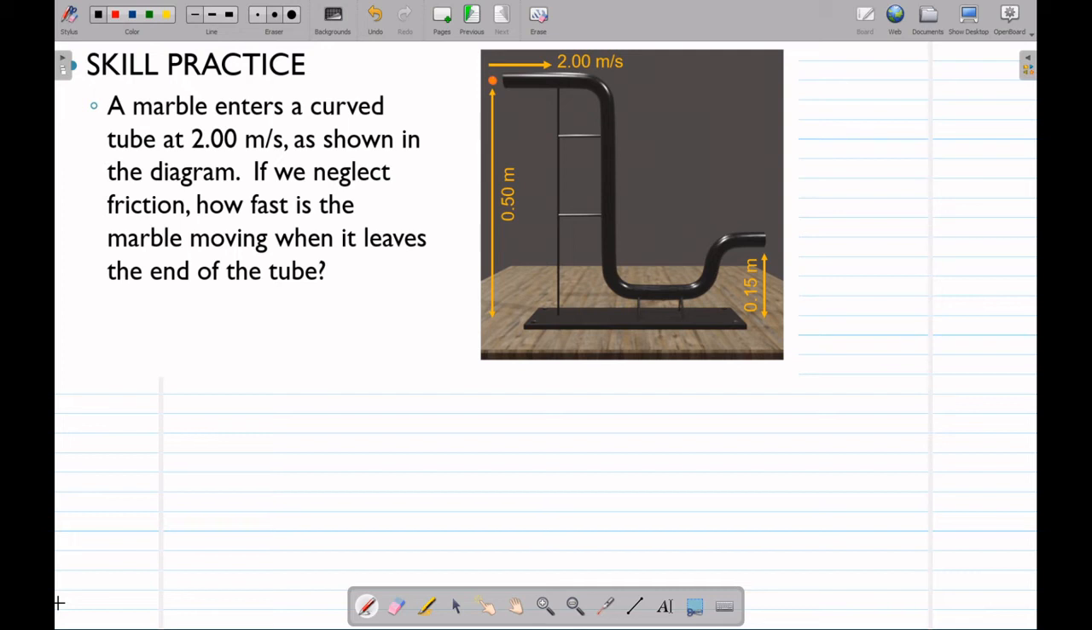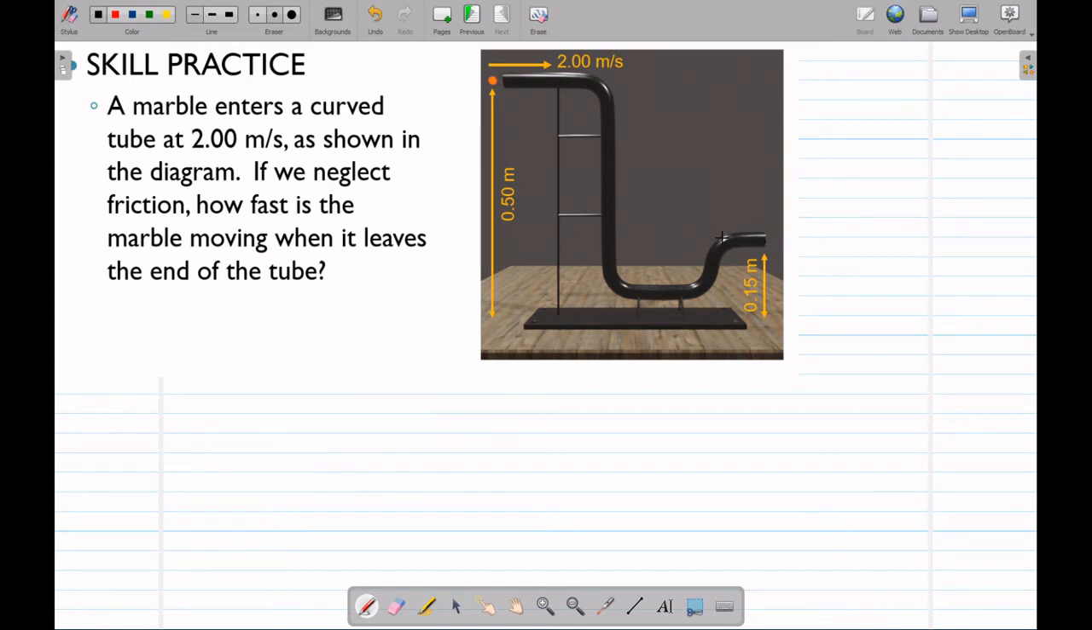Let's take a look at one more skill practice problem. Now, this is a more complicated problem than the previous ones, but it's using the same concepts. This is something we can figure out. A marble enters a curved tube at 2.00 meters per second. So it's going to enter the tube here, it's going to roll down and then back up, and then it's going to come out the end here. If we neglect friction, how fast is the marble moving when it leaves the end of the tube?